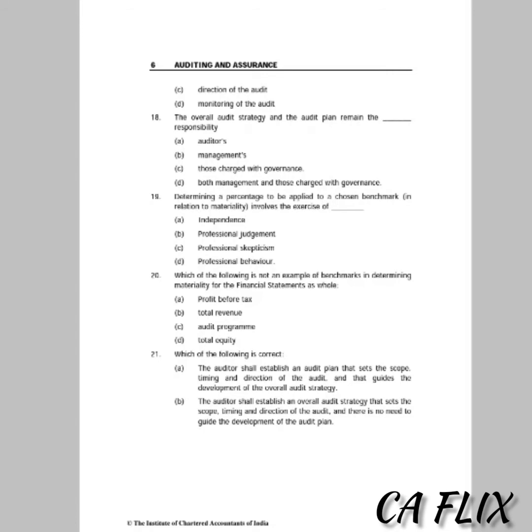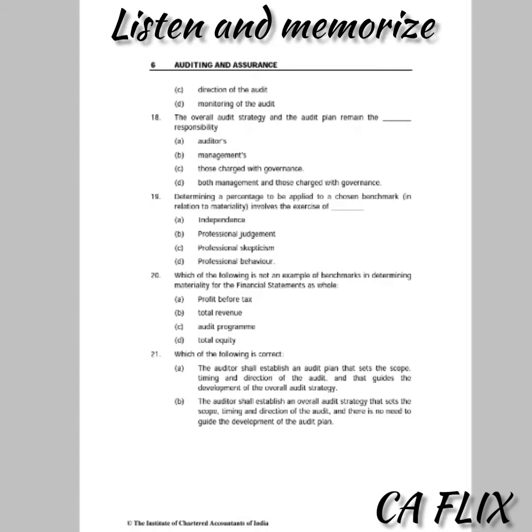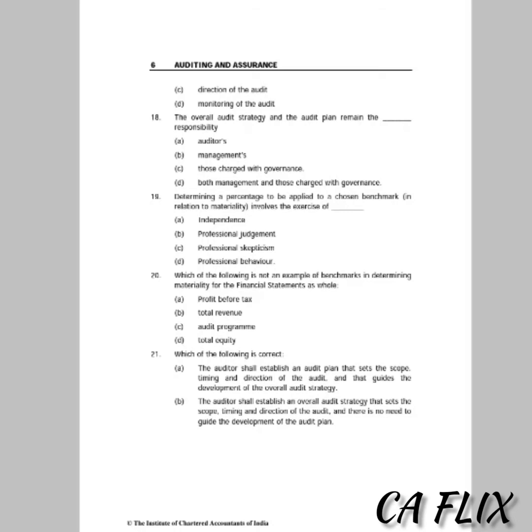Question 18. The overall audit strategy and the audit plan remain the responsibility of dash. Option A, auditors. Option B, management. Option C, those charged with governance. Option D, both management and those charged with governance. Answer is option A, auditors. The overall audit strategy and the audit plan remain the auditor's responsibility.